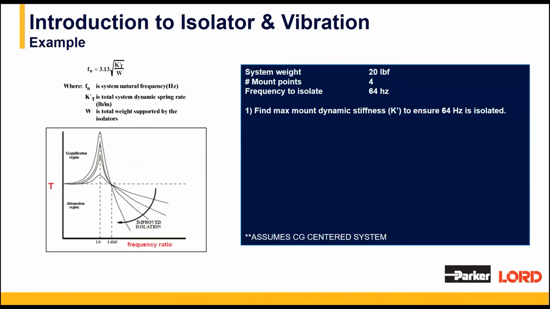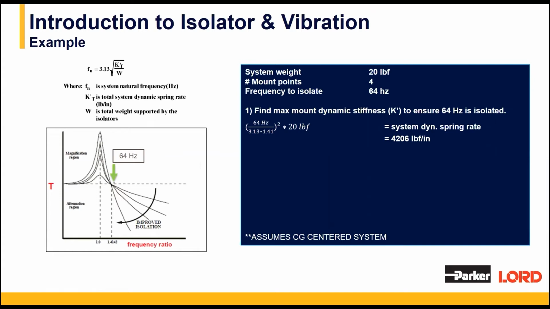So step 1, we're going to find the maximum mount dynamic stiffness to ensure we isolate that 64 Hz. On the left-hand side, we recognize our favorite equation to correlate stiffness to natural frequency. What we're going to do is rearrange this equation and align it so that 64 Hz occurs at that intersection between amplification and isolation. And I have that shown here. That's where that factor of 1.41 comes from. That's the square root of 2 as we previously discussed.